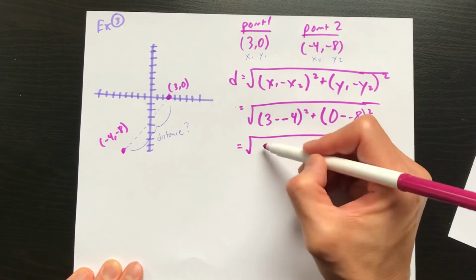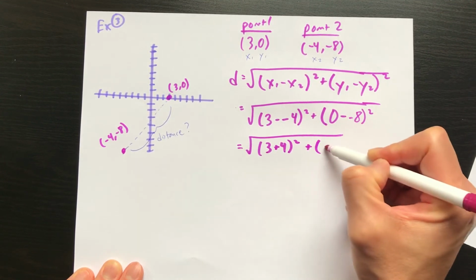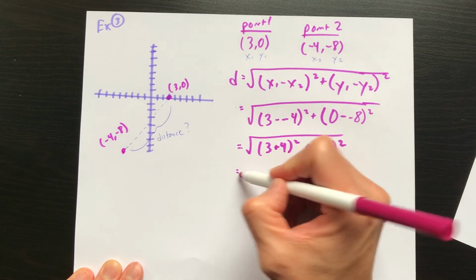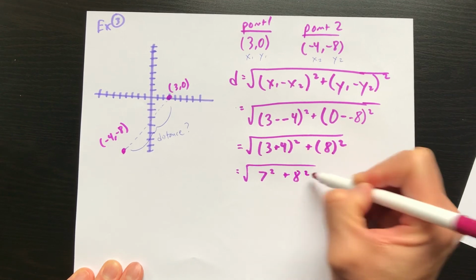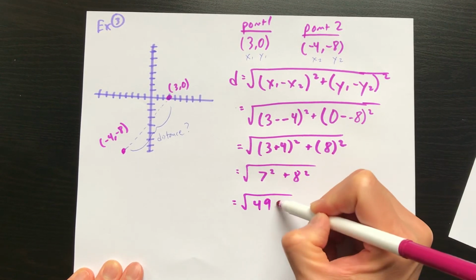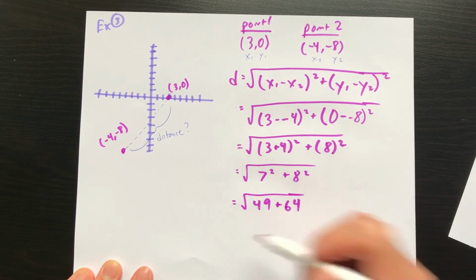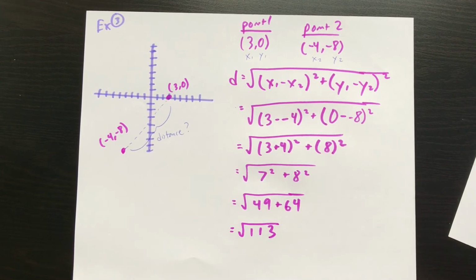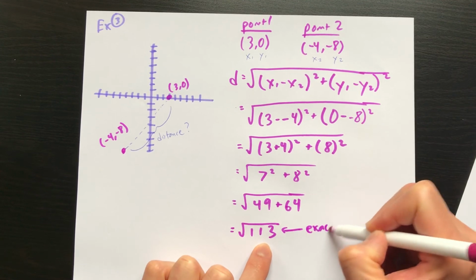See the minus minus, that becomes a plus 4. And a plus 8. Okay. 7 squared plus 8 squared. 7 squared is 49 plus 64. That comes out to 113. Now this would be what we call, right, an exact answer.